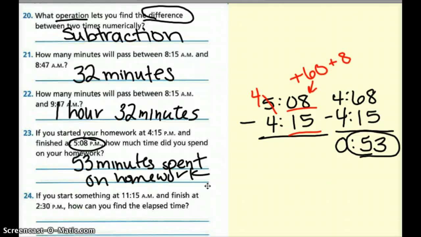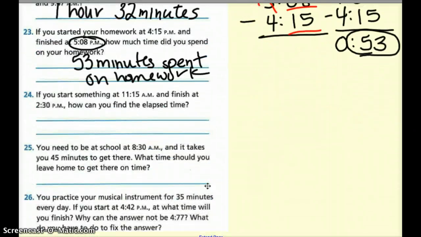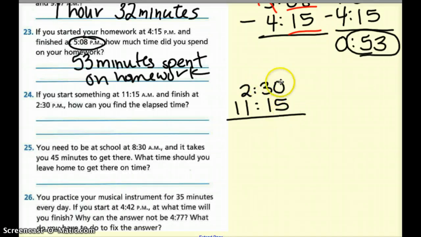Number 24, if you start something at 11:15 a.m. and finish at 2:30 p.m., how can you find the elapsed time? So again, 2:30 goes on top, 11:15 goes on the bottom. Alright, so for this one, we have 30 minus 15, or 0 minus 5, we can't do that, so we borrow, this becomes a 2, that becomes a 10. 10 minus 5 is 5, 2 minus 1 is 1.